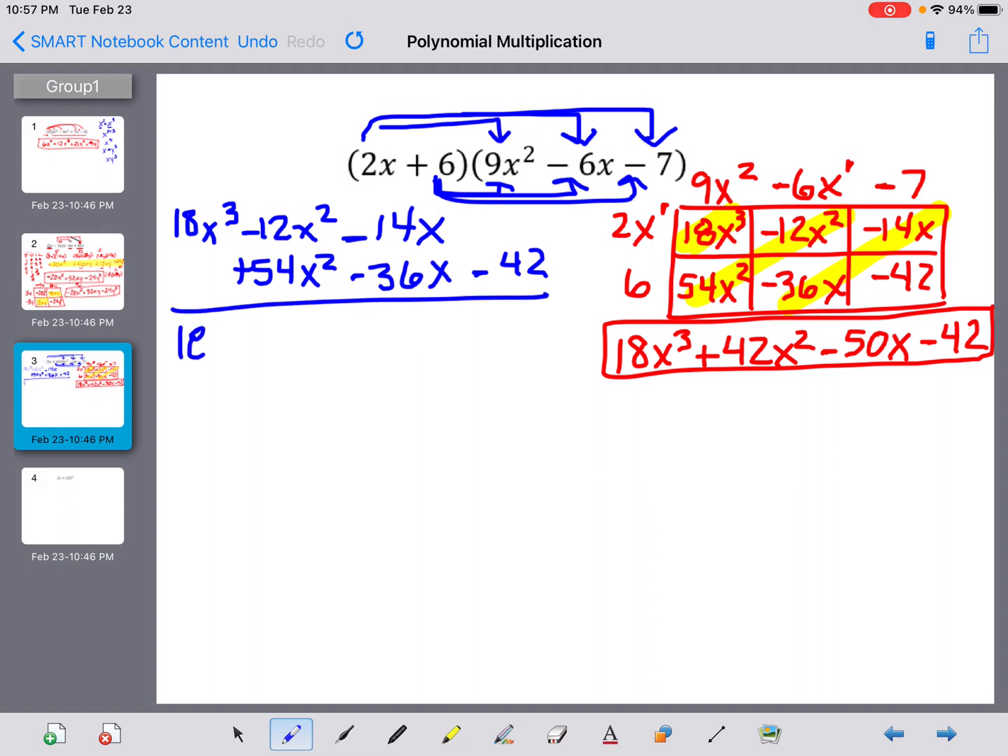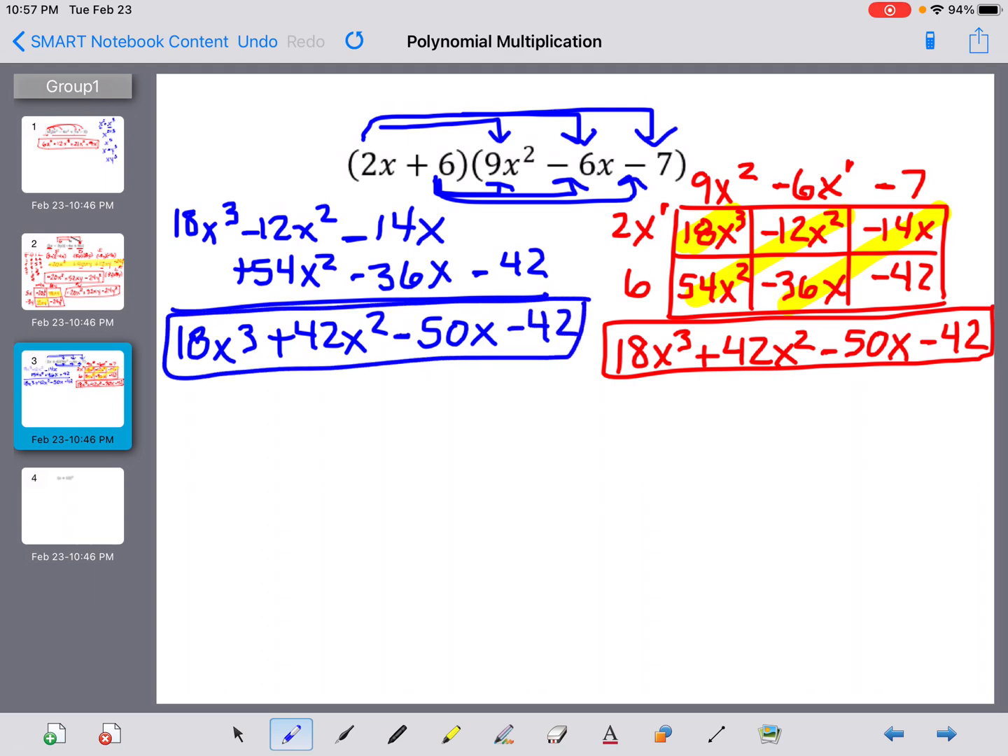Join my like terms. Nothing joins with 18x cubed. My negative 12x squared and 54x squared make 42x squared. That's positive. Negative 14x and negative 36x are both negative, so it stays negative, and I get negative 50x. And my straggler, negative 42.